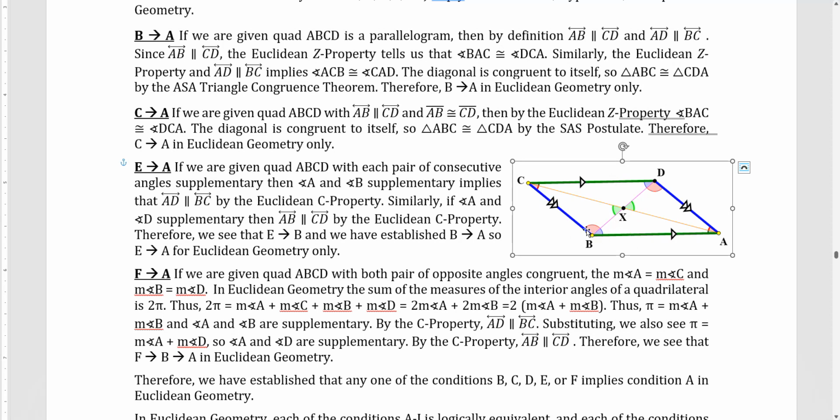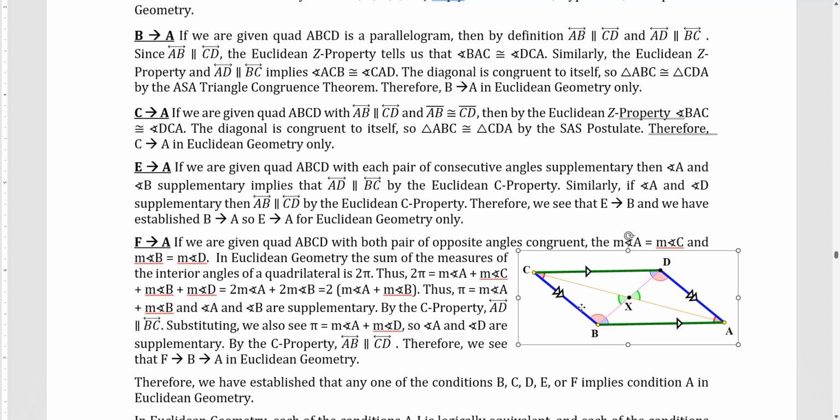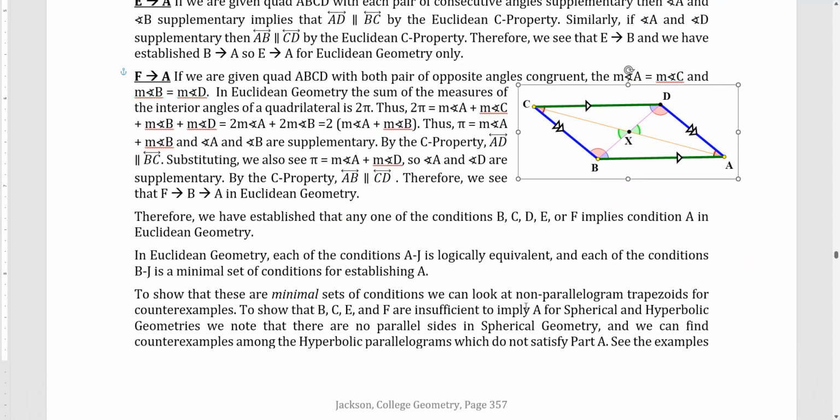And similarly, angle B and angle A, that is CBA and DAB, are supplementary. The C property is going to make the blue ones parallel. So that's going to make it a parallelogram. And of course, once we already showed that a parallelogram implies the two congruent triangles, we get that. All right, let's see what we've got here. We're almost done.